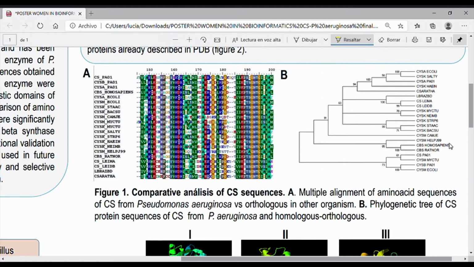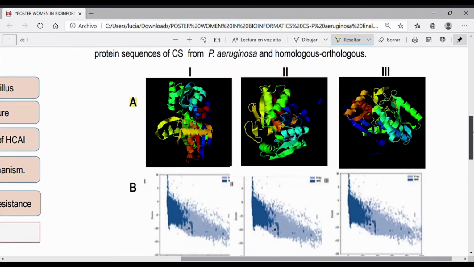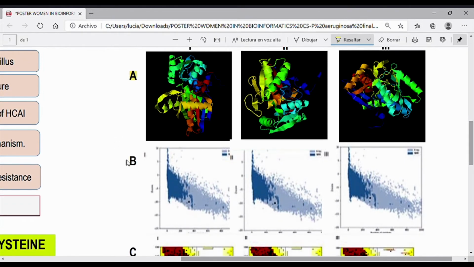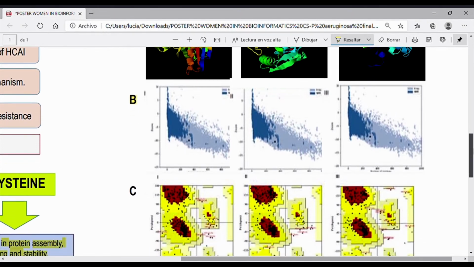The 3D model of the Pseudomonas aeruginosa cysteine synthase enzyme obtained in I-TASSER is in row A of the second image, and the TM-scores indicated that the global topography of the structure is correct. The model validation graph is in row B of the second image, in which we can observe that all the Z-scores for the 3 isoforms are within the typical range of native proteins of similar size already described crystallographically, by nuclear magnetic resonance or X-ray.